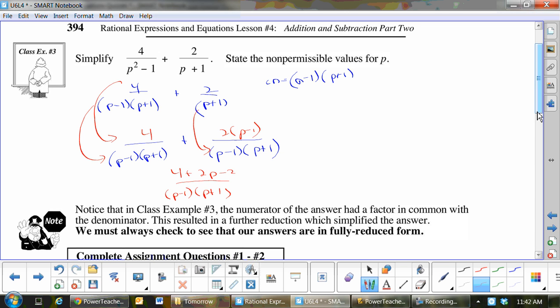We have to combine like terms first, which would be 2p plus 2 all over p minus 1, p plus 1. I can take out a 2, which would leave me with p plus 1 all over p minus 1, p plus 1. Cancel top and bottom, and I will be left with 2 over p minus 1. P cannot equal plus or minus 1.